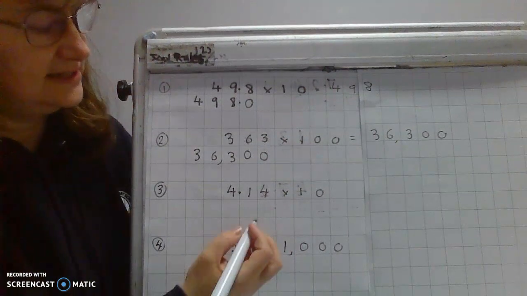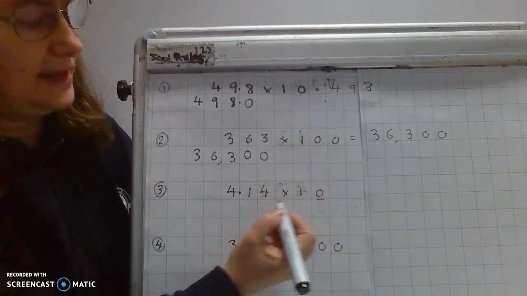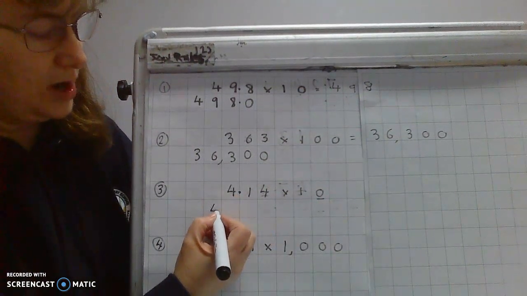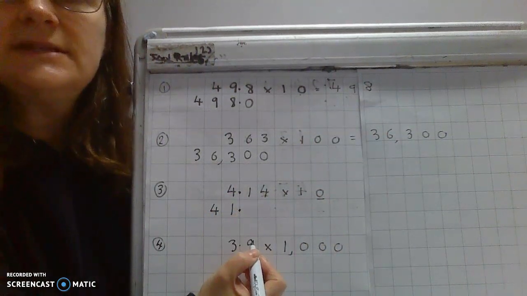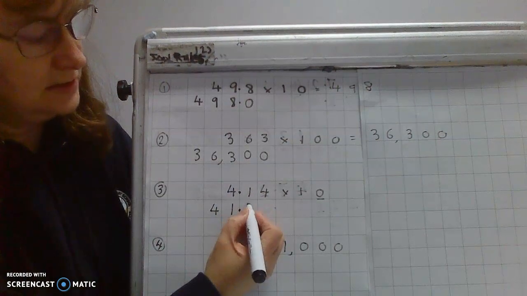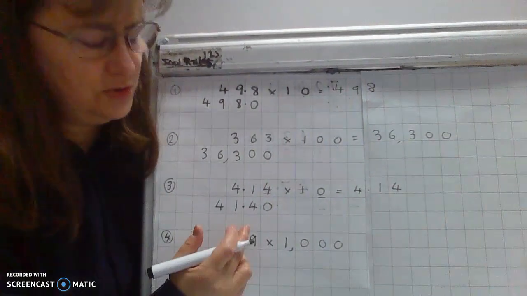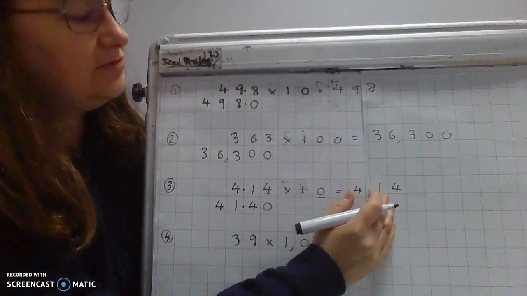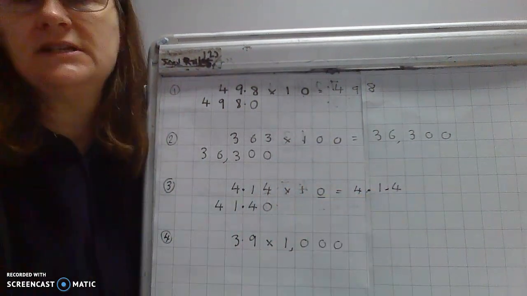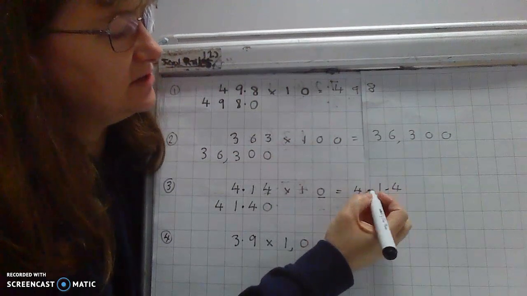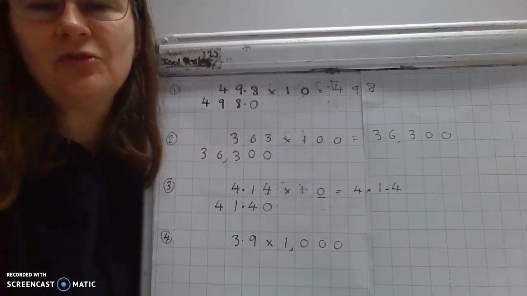4.14 times 10. 1 place again. So the 4's moving 1. Make sure we line our decimal point up. The decimal point isn't going anywhere. So we have 41.40. If we write the answer, we can write 41.4, and that 0 doesn't matter. Sorry about the decimal point in the wrong place there.